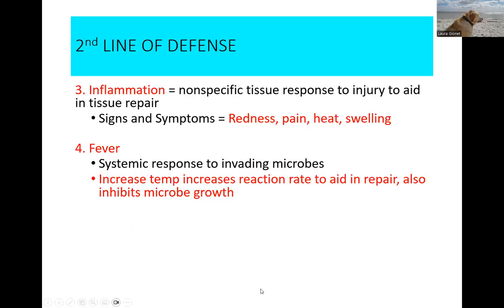Okay, your second line of defense, still nonspecific, is inflammation. The nonspecific tissue response to injury to aid in tissue repair. Signs and symptoms include redness, pain, heat, and swelling. Those are all part of inflammation, regardless of whether you cut your finger and have some bacteria entering there, you have blood vessel injury, or you dropped a brick on your foot. You're going to get redness, pain, heat, and swelling because it's nonspecific.